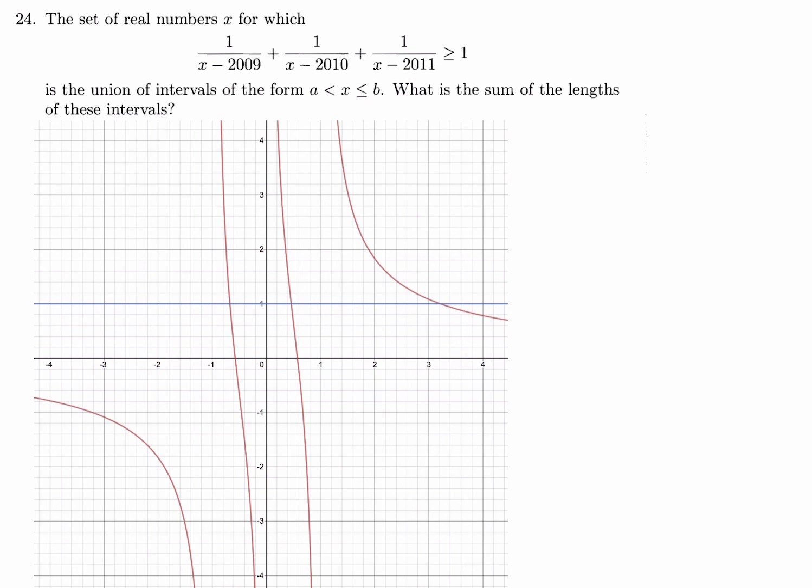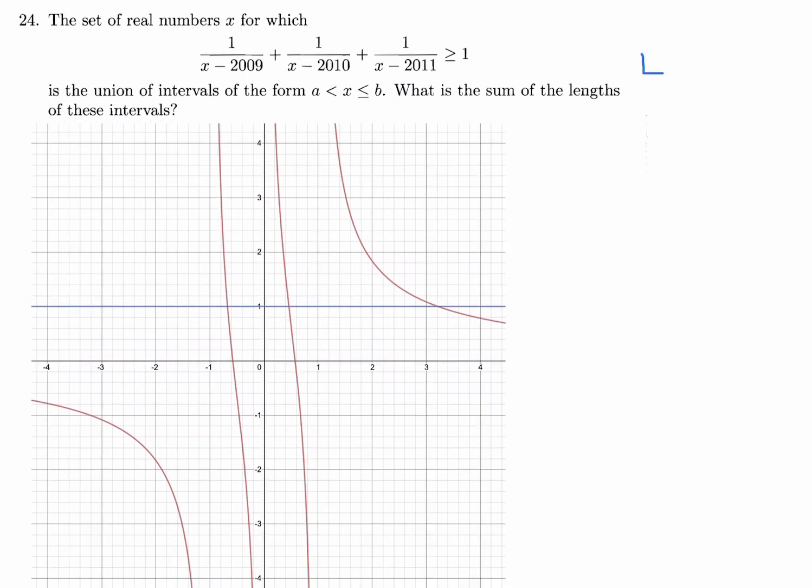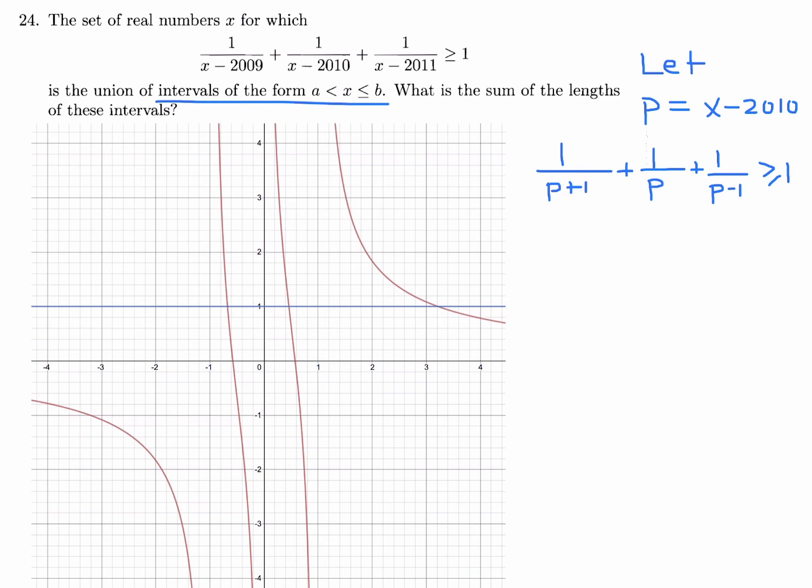Okay? Now, to make our lives simple, we make a substitution. And the substitution is as follows, and this is perfectly allowable: we let any variable, I'll just choose p, equal to x minus 2010. And if you do that, this equation now becomes 1 over p plus 1, plus 1 over p, plus 1 over p minus 1, and that is greater than or equal to 1. And the good news is that if you do this, the intervals don't change. The solutions of this will not affect the intervals.